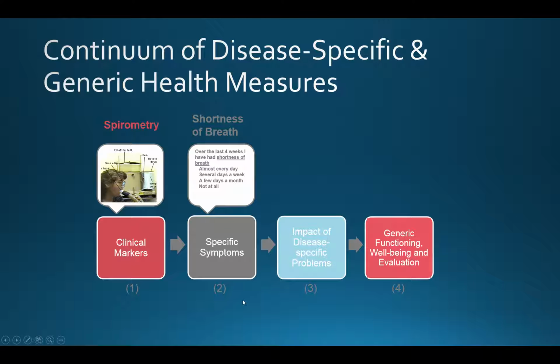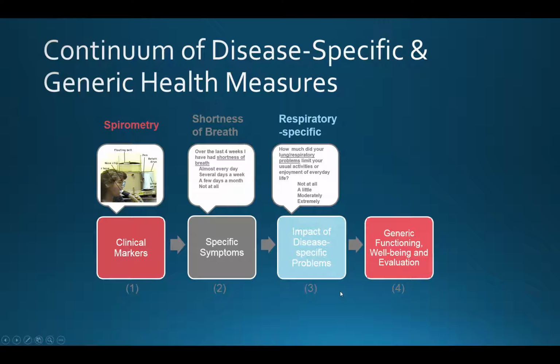We've got specific symptoms that we can ask the patient. So we can ask them things like, over the last 4 weeks, I've had shortness of breath, and they rate on a scale saying almost every day, several days a week, a few days a month, or not at all. You can look at the impact of disease-specific problems, so respiratory-specific. So not just what are the symptoms you're having, but how is your disease impacting your life? So how much did your lung respiratory problems limit your usual activities or enjoyment of everyday life? So one being not at all, a little, moderately, or extremely.